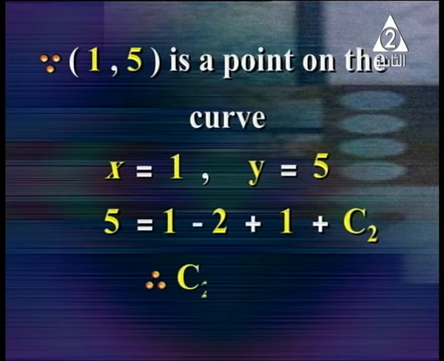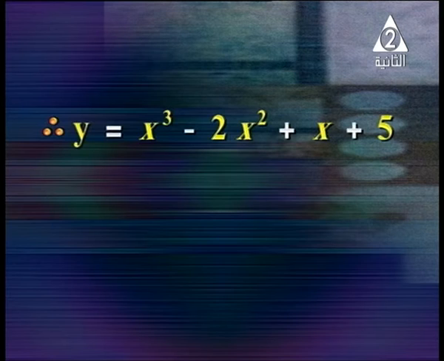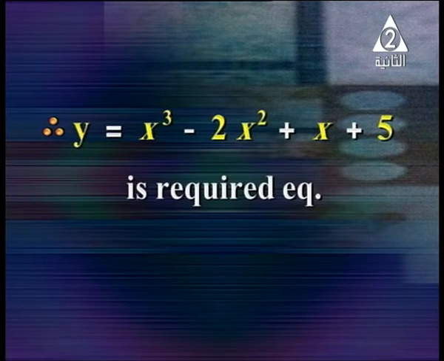What is the value of c? It is 5. What is the equation of the curve? y equals x cubed minus 2x squared plus x plus 5. This is the equation of the curve.